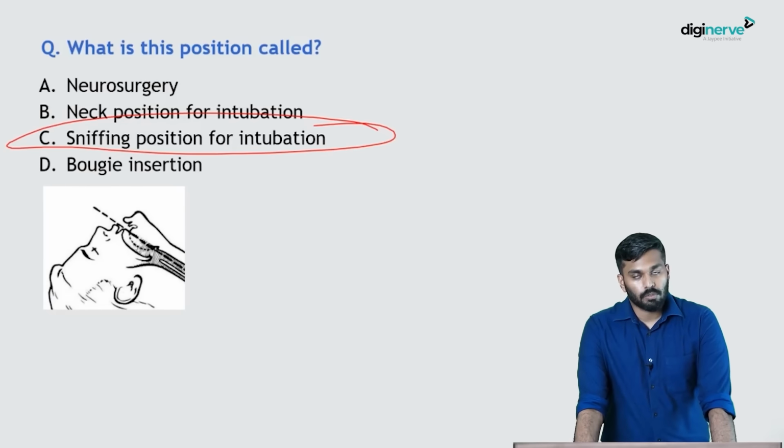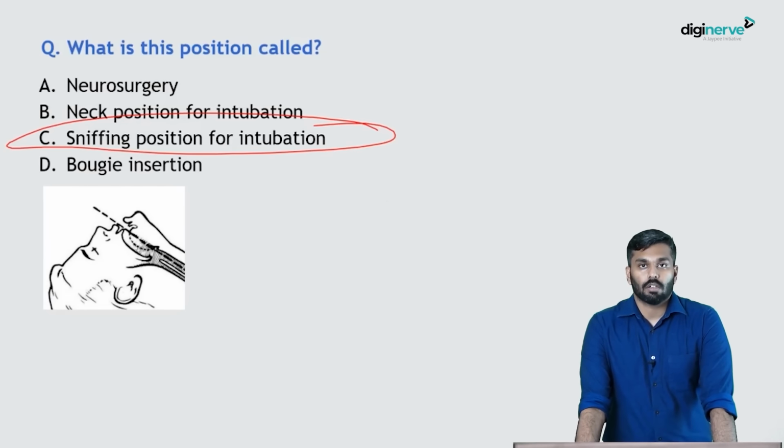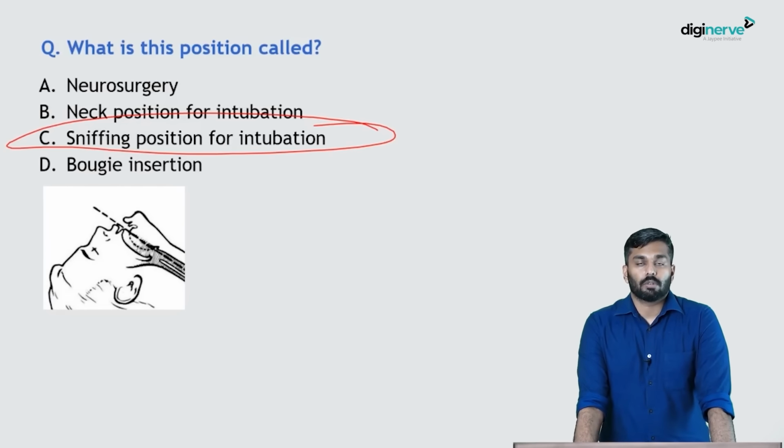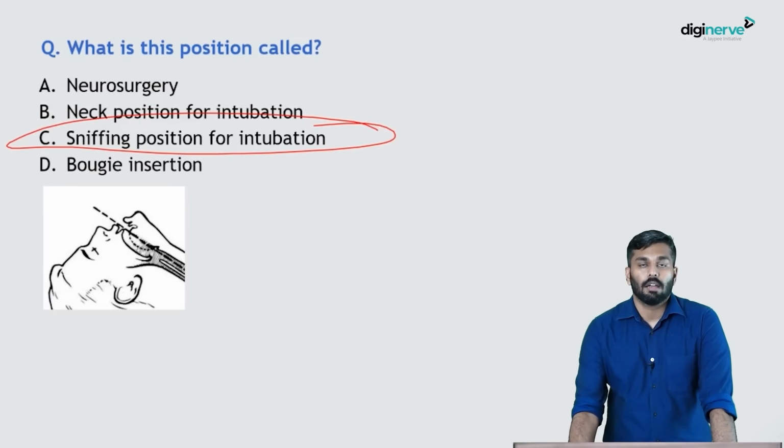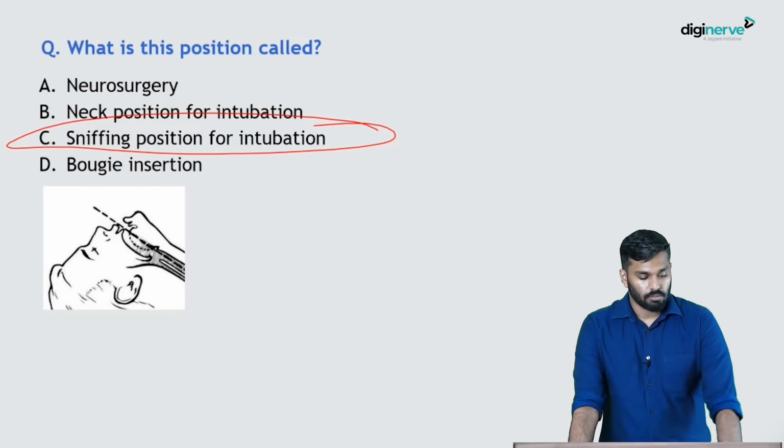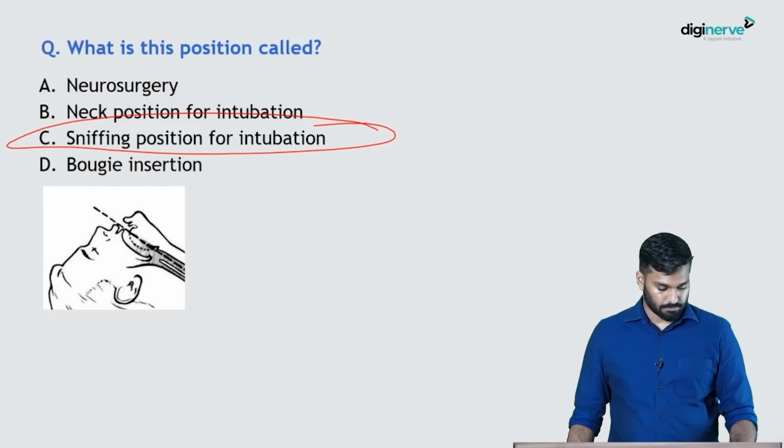It is very, very important because you need a direct view of the glottis, because when you are doing laryngoscopy, your only source of light is the laryngoscope bulb, and as you all know, light travels in a straight line.